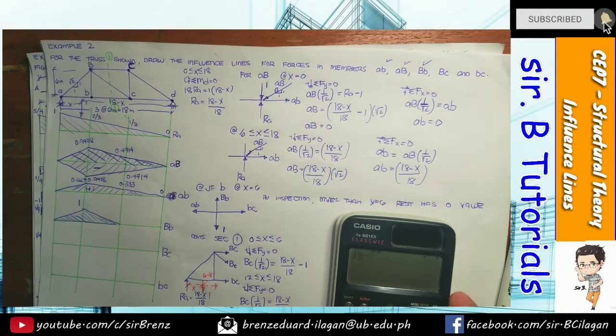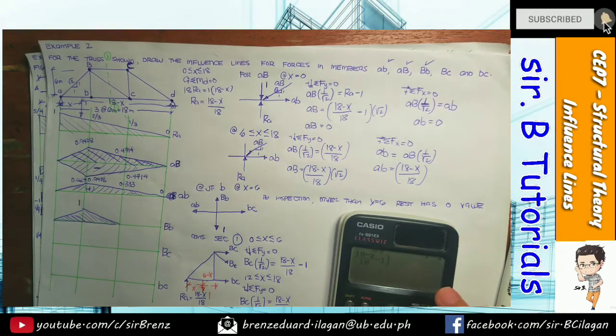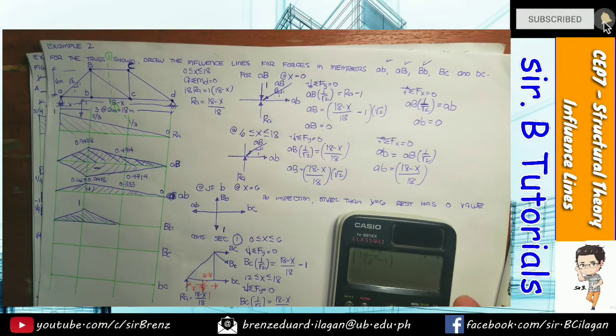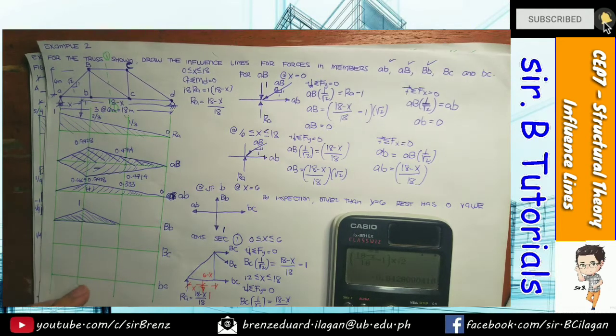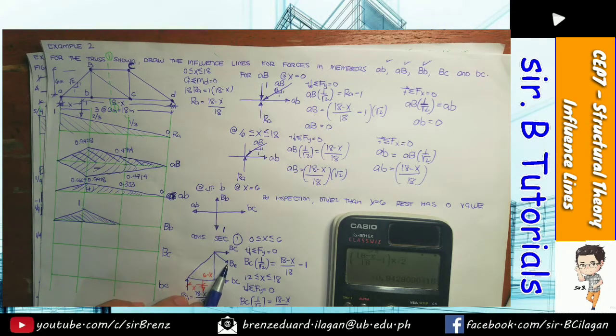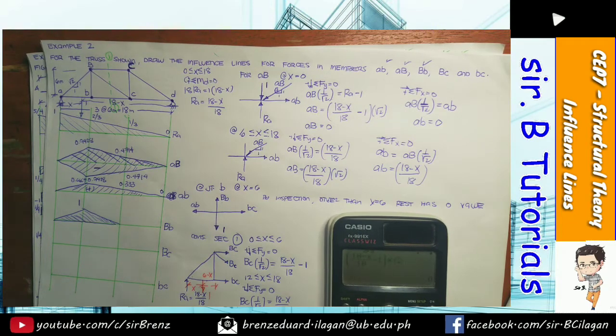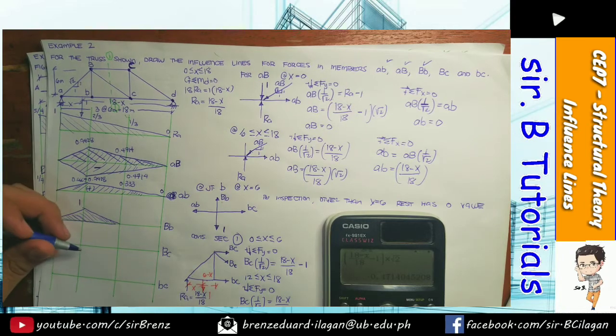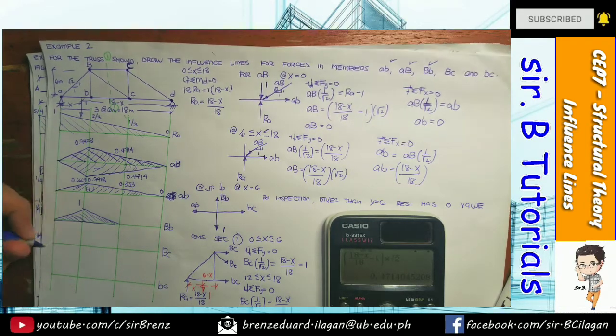So, 18 minus X over 18 minus 1 and then times square root of 2. So that is negative 0.9428. So dito kasi, inassume natin siya in tension, therefore, hindi pala siya dapat tension sa point na to. Gawin muna pala natin 0, calculate. 0. So 0, start here, then calculate 6. So the answer is negative 0.4714. So, dapat pala siya is in compression.